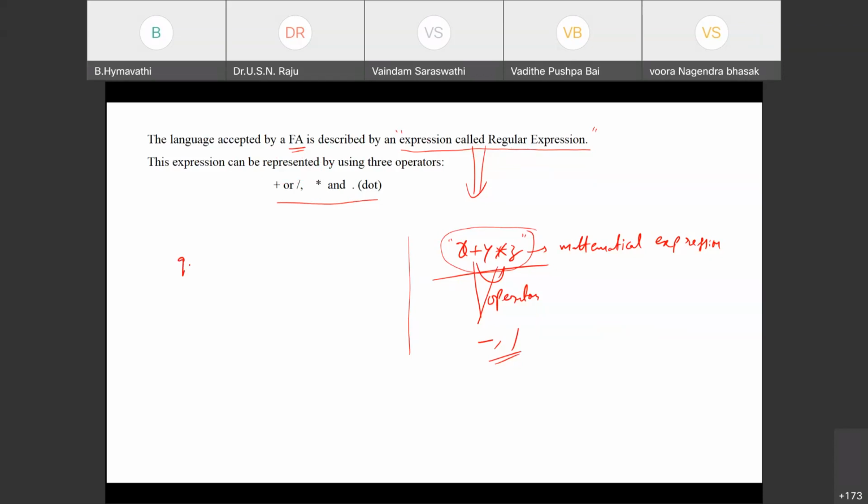The expression can be made by using any of these three operators. Now, for example, I think our Ritvik sir has covered some of these topics. Now this is finite automata. Now you tell me, is it DFA, NFA, or epsilon NFA?